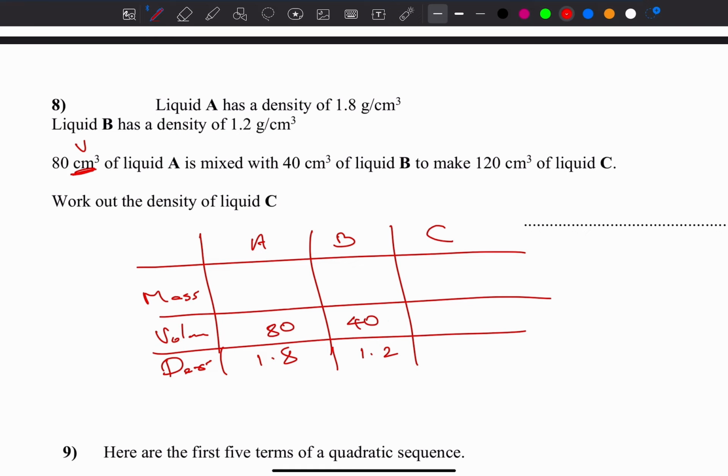B is 40, and they actually go A plus B to make it C. Anyway, you're allowed to add them, so there you go. They told you that it's 120. They want the liquid density of C. They want that one. You can work out the mass. Mass is what? Density times volume. So look at this column.